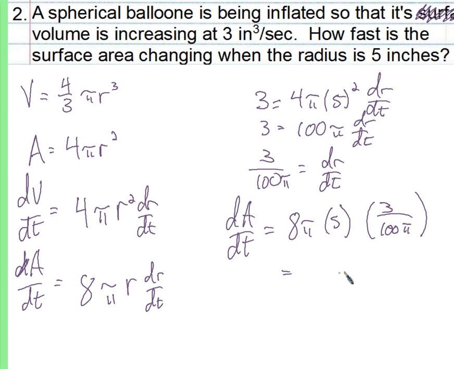120 over 100, so 12 over 10, 6 fifths. Everybody agree, 6 fifths? 6 fifths what? Pi. Well, the pi is canceled. What's the units? Inches per second? Square inches per second. Area.